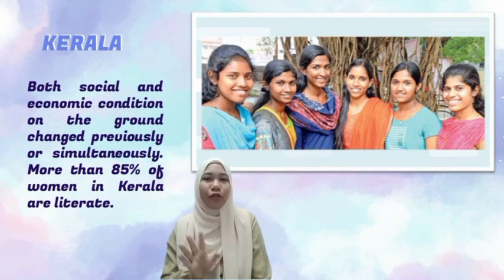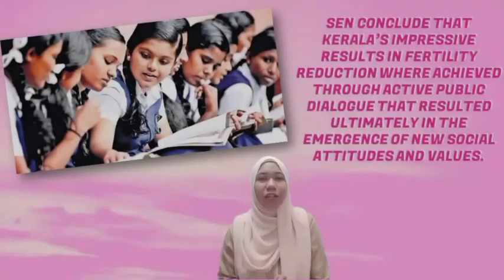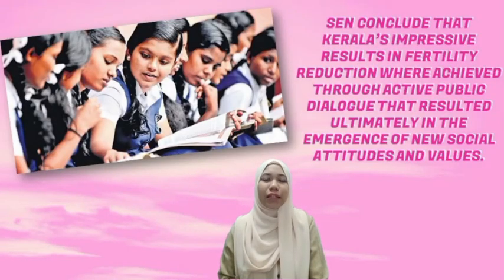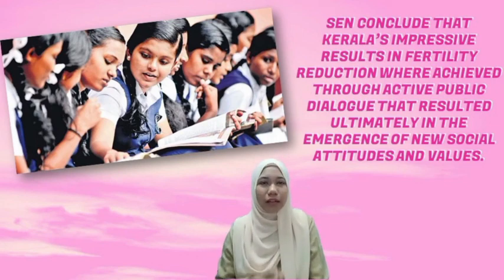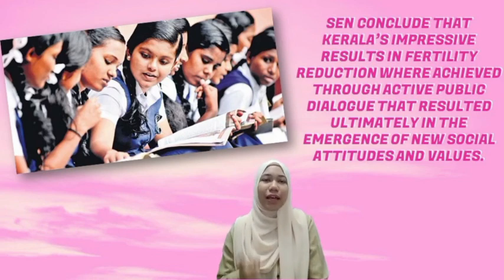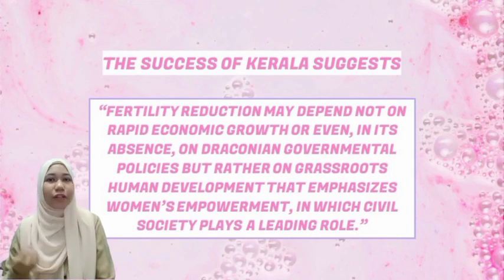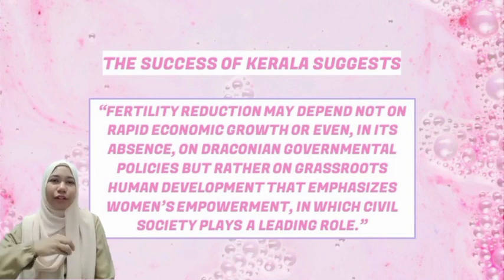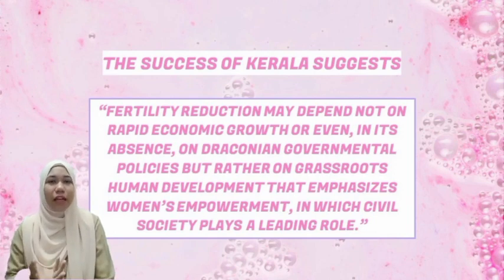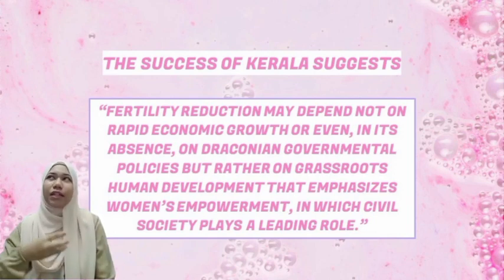More than 85% of women in Kerala are literate, which means they have more power in the household and opportunities in the workforce. Amartya Sen concludes that Kerala's impressive results in fertility reduction were achieved through active public dialogue that resulted ultimately in the emergence of new social attitudes and values, and that such dialogue on this sensitive subject was possible only because of the very high level of female literacy in the state. The success of Kerala suggests that fertility reduction may depend not on rapid economic growth or, in its absence, on draconian governmental policies, but rather on grassroots human development that emphasizes women's empowerment, in which civil society plays a leading role.